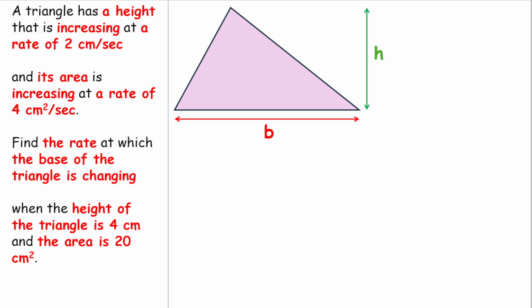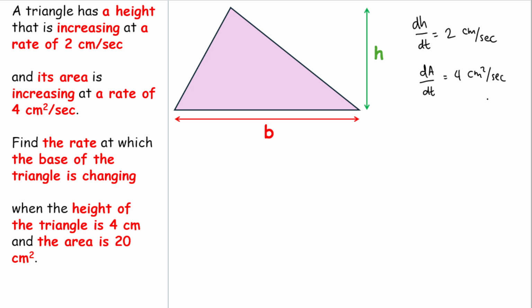A triangle has a height that is increasing at a rate of 2 centimeter per second. So its height here is increasing, so we will have dh/dt, right? And the rate is a constant with the rate of 2 centimeter per second. And we have a positive number because it is increasing. And its area is increasing at a rate of 4 centimeter squared per second. So we will have dA/dt is equal to 4 centimeter squared per second.